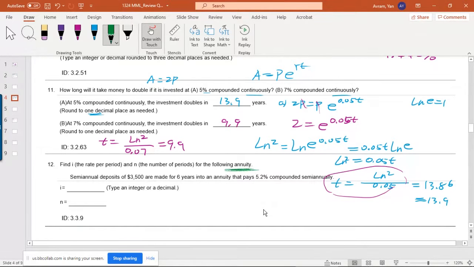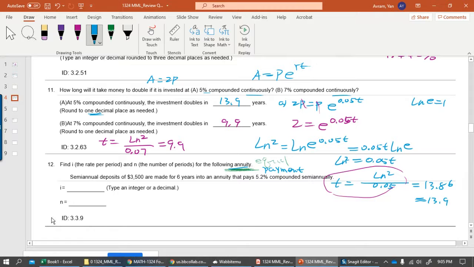So this one, where you have an equal payment, is called an annuity. What is an annuity? It's an equal payment. If you go to buy a new car, you don't have money, you borrow from the bank, right? You make a monthly payment to the bank. Okay, so that is similar in here. A semi-annual deposit of $3,500 I make for 6 years into the annuity that pays 5.2% compounded semi-annually. Okay, how much is the I?